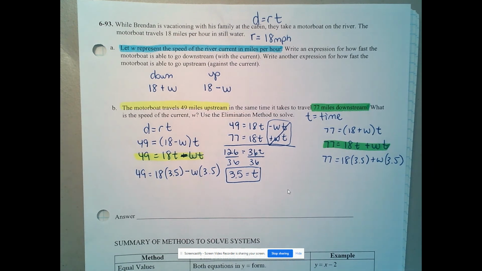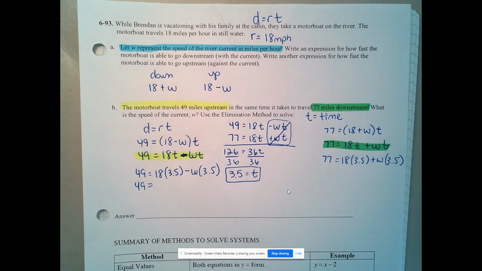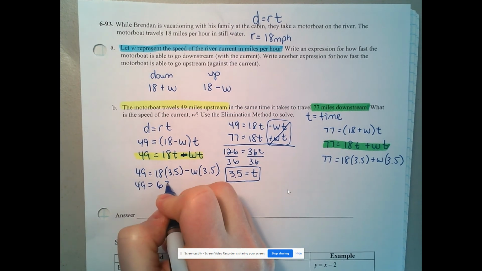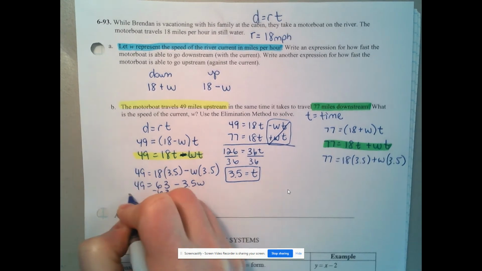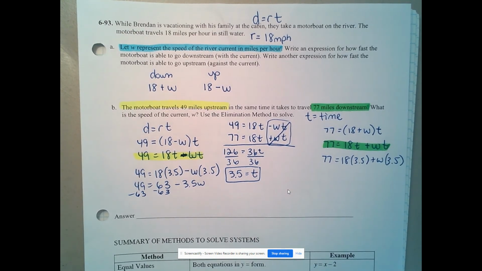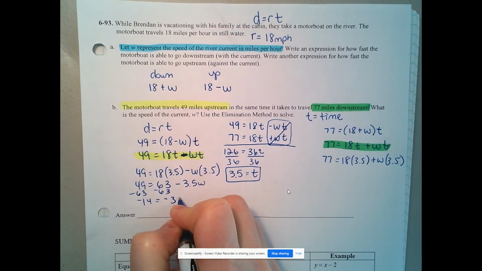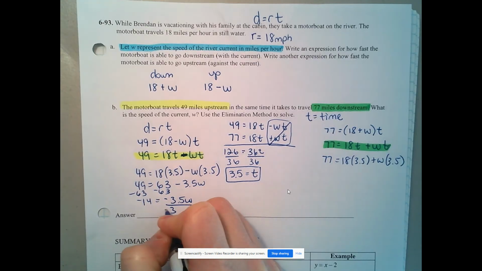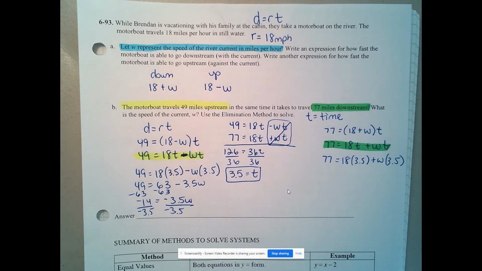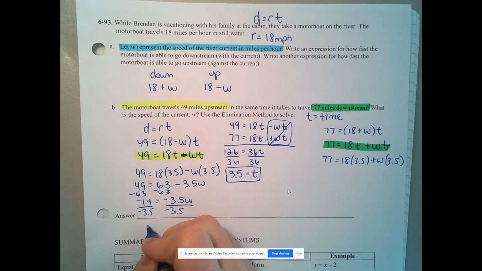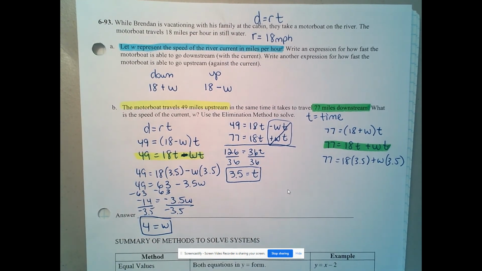So I'm going to do 49 equals 18 times 3.5 is 63 minus 3.5W. So I'm going to take away 63 from both sides. 49 take away 63 is negative 14. Negative 3.5W, which is good because we want that negative divided by the negative to get rid of it. So 14 divided by negative 3.5 is 4. So according to that equation, W is 4.